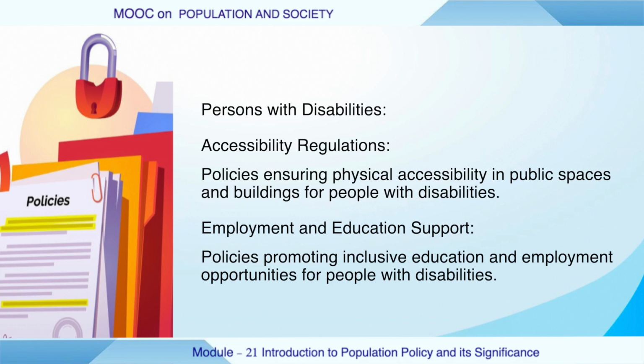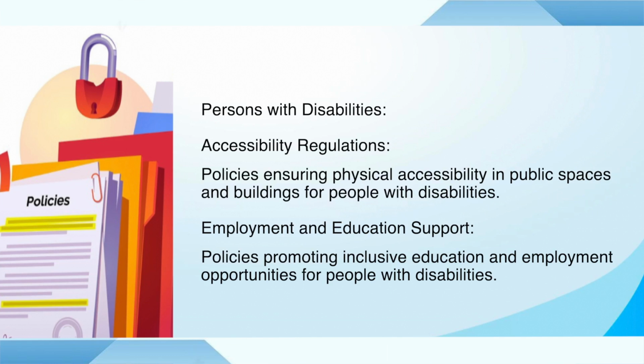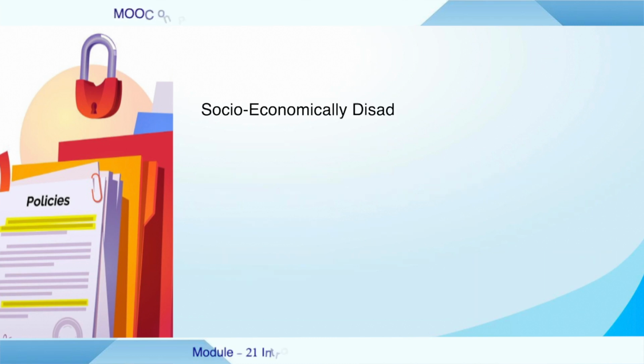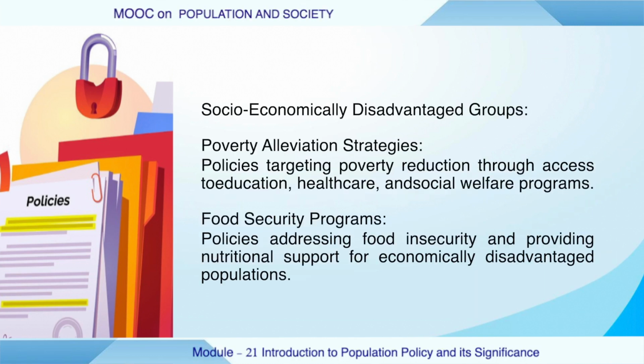Accessibility regulations, where policies ensure physical accessibility in public spaces and buildings for people with disabilities. We also have employment and education support, where policies promote inclusive education and employment opportunities for people with disabilities. Finally, we have socio-economically disadvantaged groups in society, and it focuses on poverty alleviation strategies, food security programs.